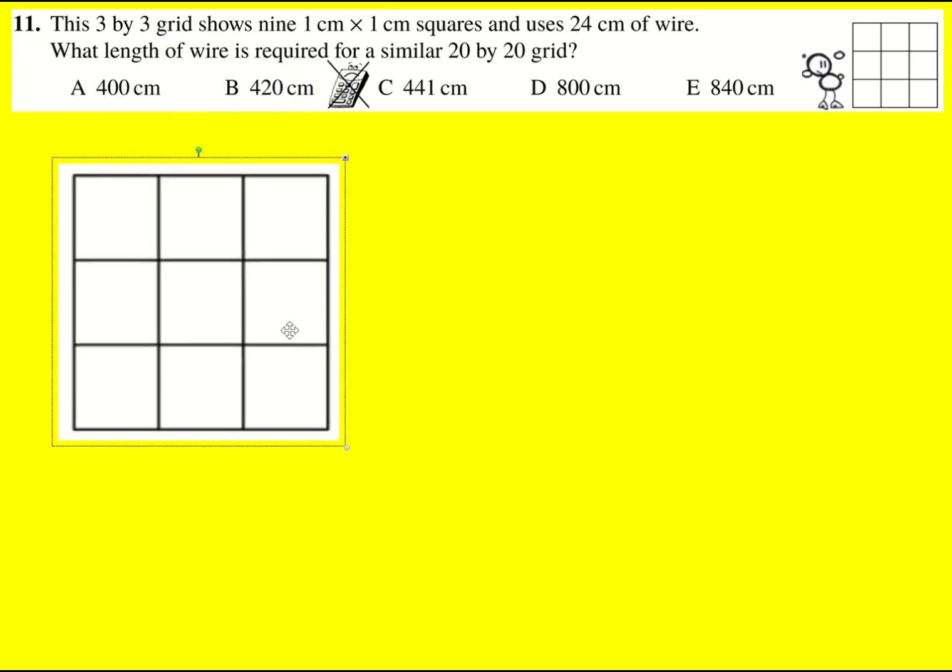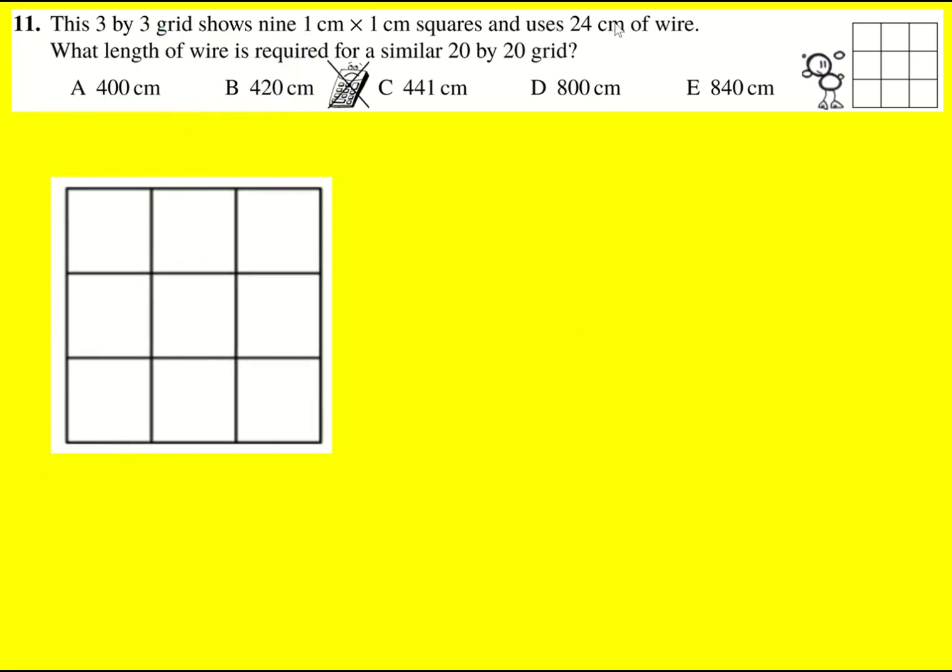We're given a 3 by 3 grid and we're told that it uses 24 centimeters of wire, and we're asked how much for a similar 20 by 20 grid. So what I did in this question is I just counted the number of threes that we have. So 1, 2, 3, 4. This is going to be 4 lots of 3 if I said that this was a unit, for example.